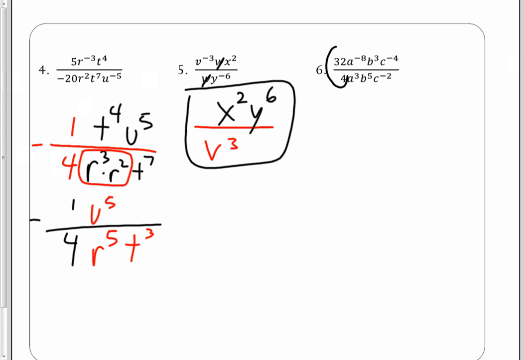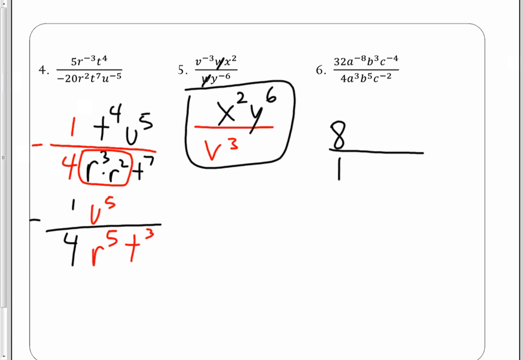I'm looking at 32 and 4, and I'm thinking that that's 8. I could put 8 over 1 if I wanted to. I don't really need it. Raise your hand. Tell me how you want to deal with this. Give me one way of looking at it and dealing with all of these variables.